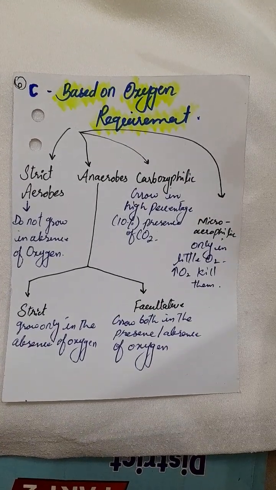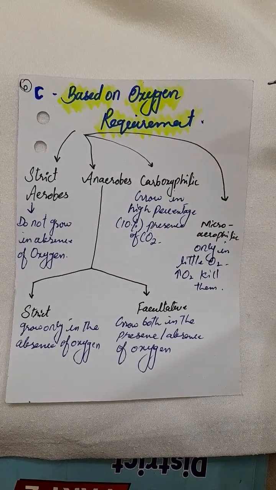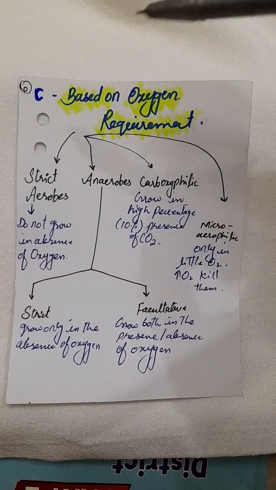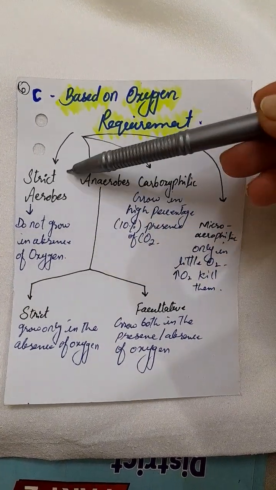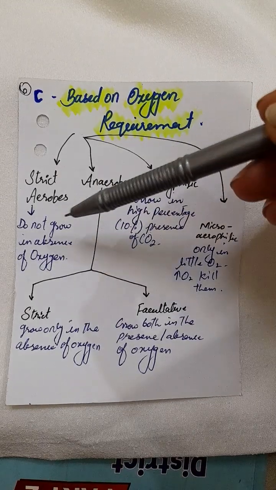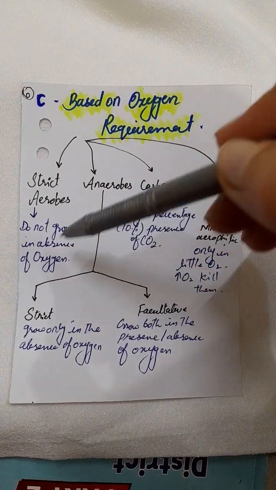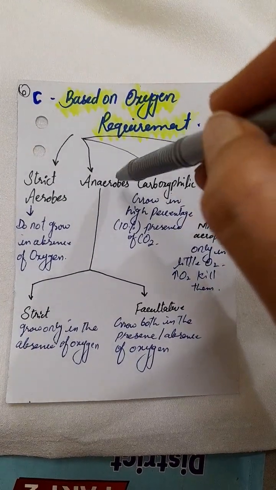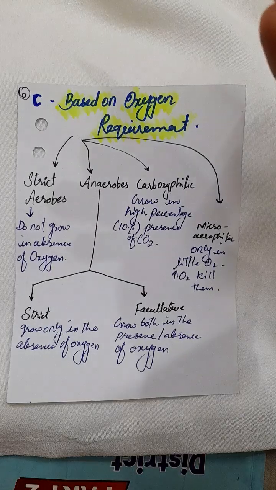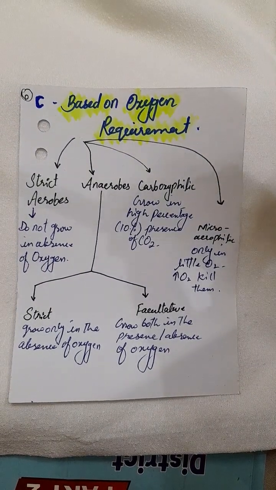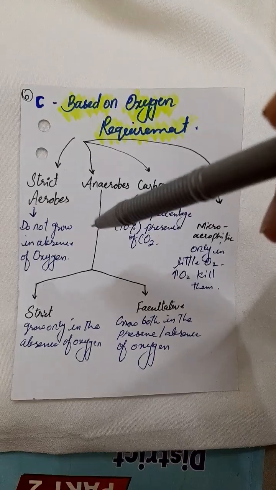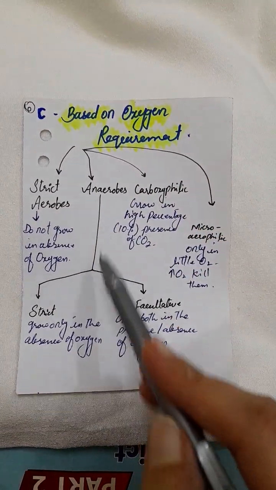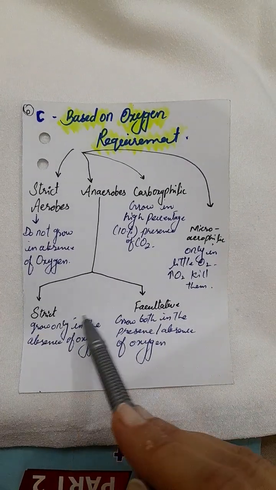Now let's move towards the third classification, which is based on oxygen requirement. There are basically four types of bacteria on the basis of oxygen requirement. There are strict aerobes. It means that they do not grow in the absence of oxygen. They require oxygen for their growth. The second one is anaerobes. There are two types of anaerobes: strict anaerobes and facultative anaerobes.